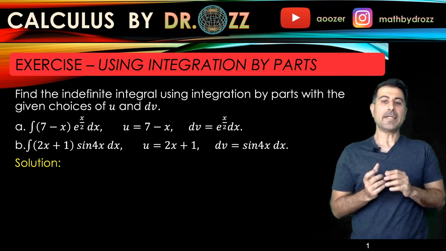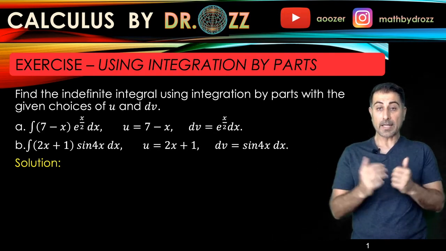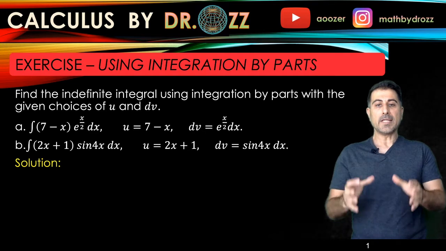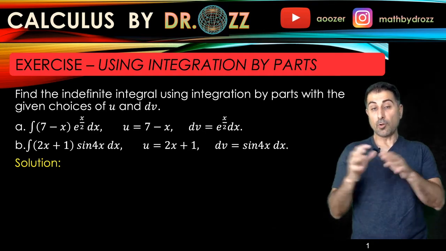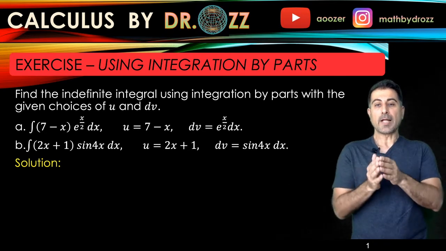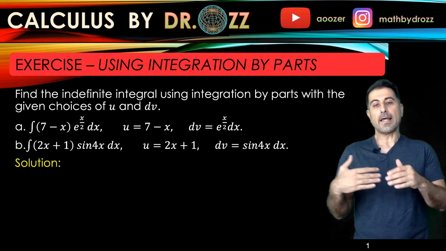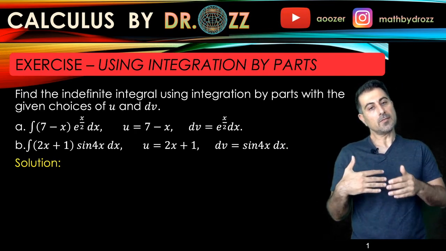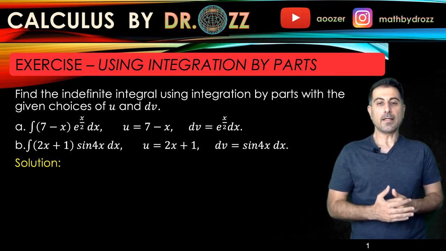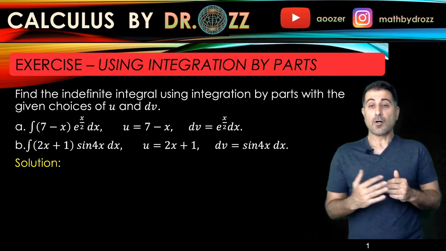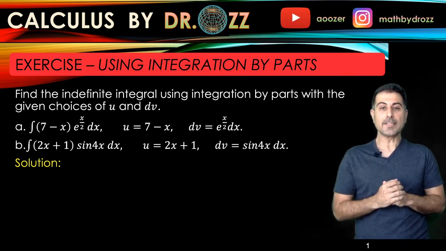But I want to make a comment here that in this exercise, part A and part B, the ingredients of the integration by parts are provided to you. What I mean by that is you know what to call u, you know what to call dv, and all you need to do is just run the process of integration by parts and get done with the result. So we have two integrals to go. Let's get started.